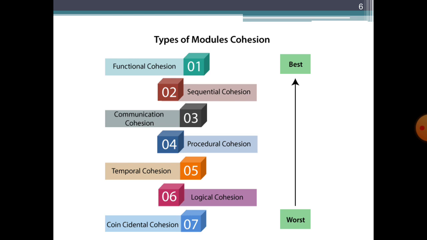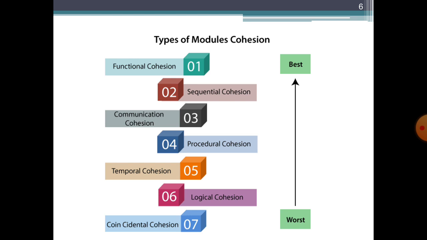Students, let me give you some detail about these types of cohesion. The first one is functional cohesion, which is the best one. Functional cohesion is said to exist if the different elements of a module cooperate to achieve a single function. The elements within a module which help to achieve a single function is called functional cohesion, and this is the best cohesion.